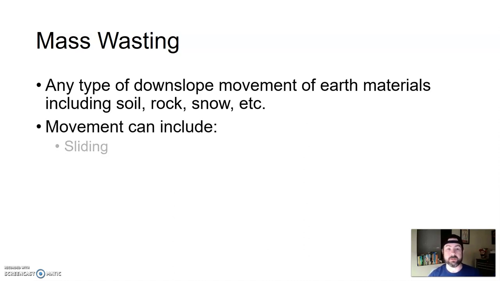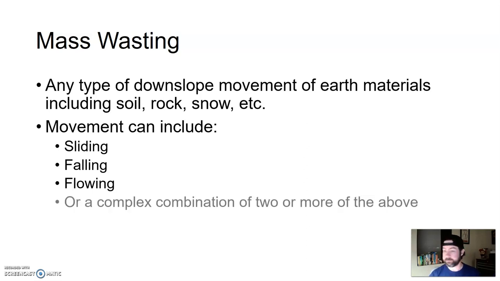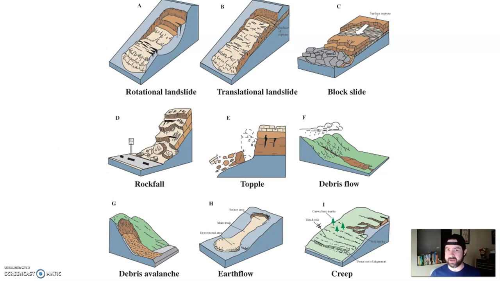Movements can include sliding, like landslides, falling, like rock falls, flowing, like debris flows, or what it typically is, a complex combination of two or more of those things: sliding, falling, flowing, etc. There are actually nine different types of mass wasting, and I'll briefly describe each of those. If it's all confusing to you as I go through them, they're all forms of mass wasting. This is all earth material moving downslope. Sometimes it's fast, sometimes it's slow.